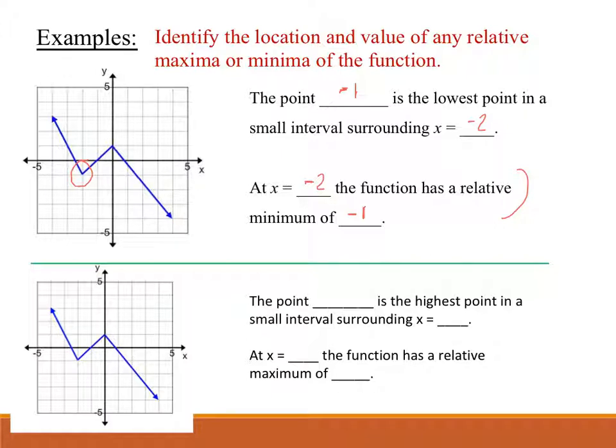So now we'll look at the next one, and we say the point right here, the point 1, is the highest point in a small interval surrounding x equals 0, right? So at x equals 0, the function has a relative maximum of 1.